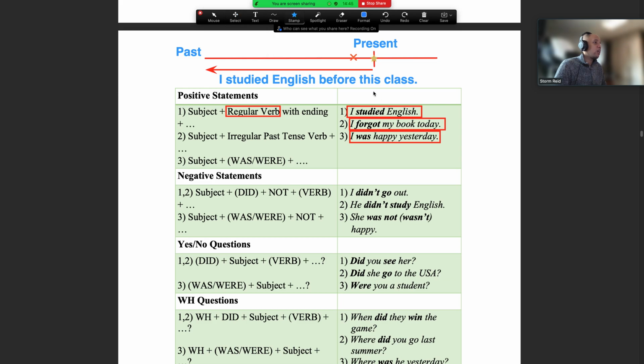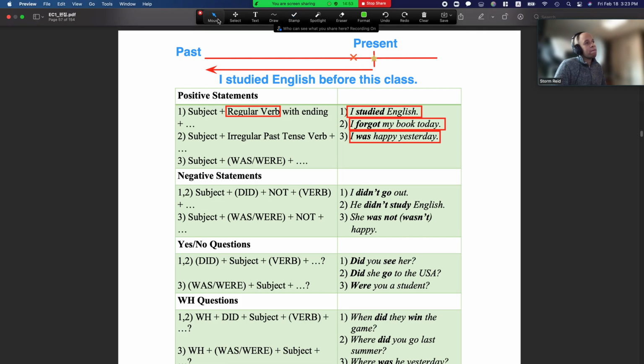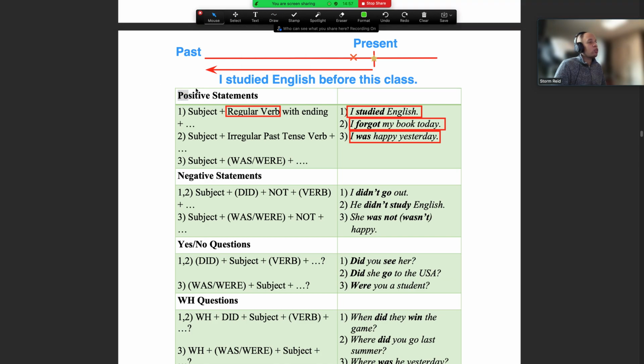This class is here. All right, my star is this class, and before this class, my X, I studied English. Okay, nice and easy. All right, so that's our 긍정, right? So we got 긍정, 부정, yes, no, WH, right? Always the same. All right, so positive statements are there. Now, what about negative statements?